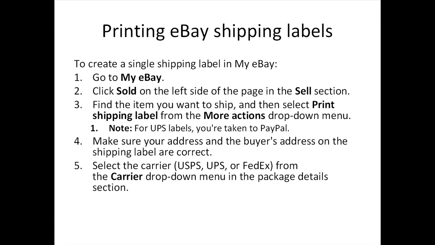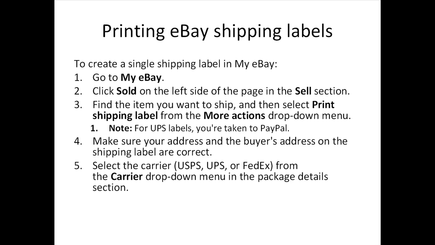To create a single shipping label in My eBay, 1. Go to My eBay. 2. Click Sold on the left side of the page in the Sell section. 3. Find the item you want to ship and then select Print Shipping Label from the More Actions drop-down menu. Note, for UPS labels, you're taken to PayPal. 4. Make sure your address and the buyer's address on the shipping label are correct.